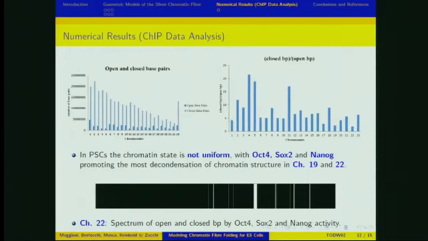From this graphic and from the numerical results, we have found that the chromatin state is not uniform in the pluripotent stem cell, and the condensation of chromatin structure is obtained in chromosome 19 and in 22. In this figure, we can see the spectrum of open and closed base pairs by the transcription factor activity, and we have included in this case around 3,000 genes.